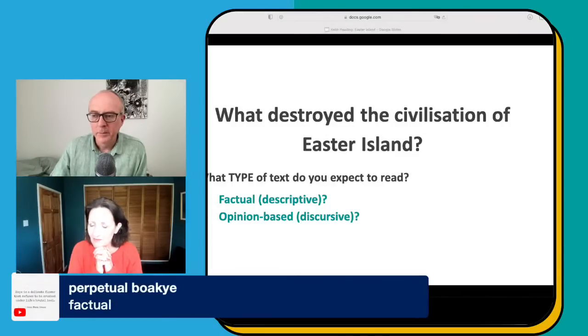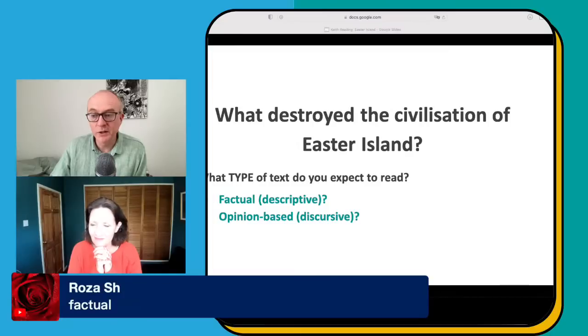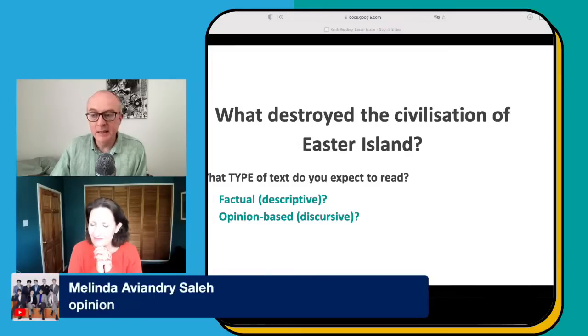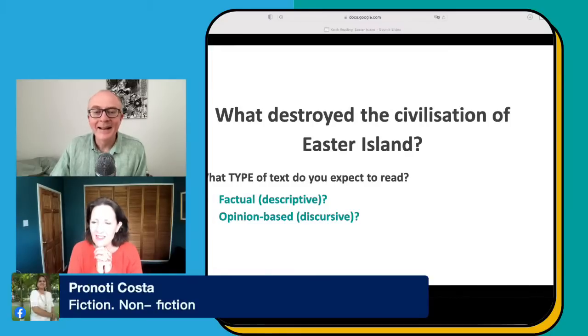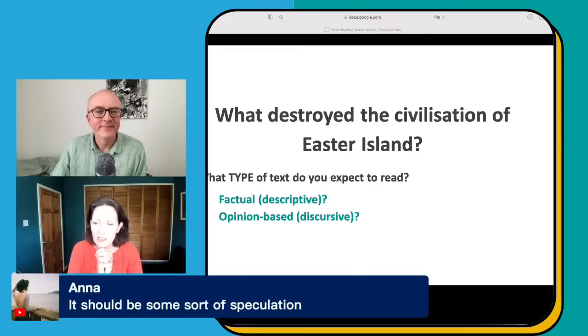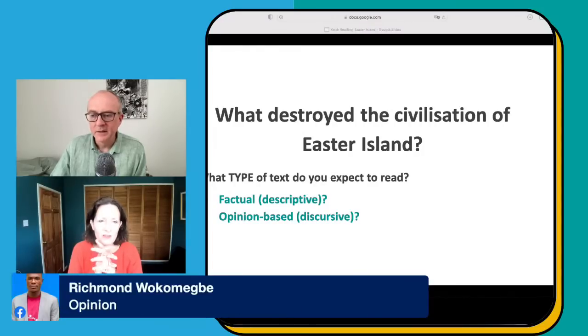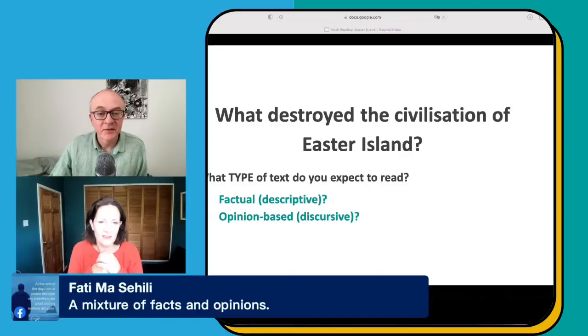We've got Perpetual says factual, Rosa says factual, Melinda says opinion. And Anna says some kind of speculation as well, doesn't she? So that's interesting, Anna, because it was thousands of years ago, isn't it? How do we know what destroyed the civilization? Right. Fatty says a mixture. Okay, great.